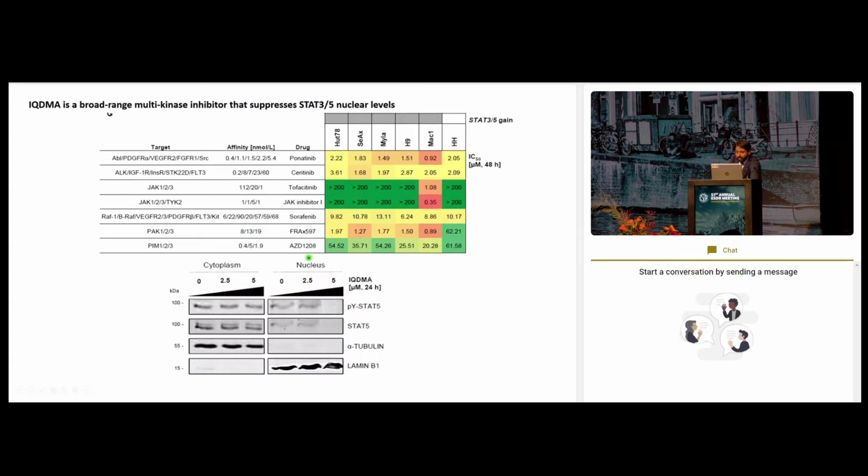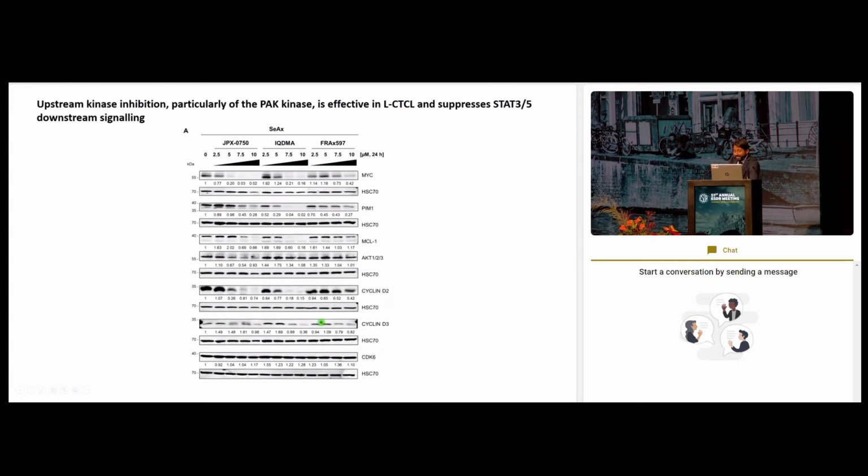From there, we came to an idea, because PAK works as a nuclear translocator, or nuclear shuttler. It catches the STAT3 dimer and shuttles it into the nucleus. So maybe blocking PAK is the main mechanism by which IQDMA works. That's why we used IQDMA and did a nuclear fractionation assay, where you can see that upon use of IQDMA, there is no change in phospho-STAT5 or STAT5 level in the cytoplasm, but indeed there is no STAT5 or phospho-STAT5 in the nucleus. So indeed, IQDMA works through PAK inhibition.